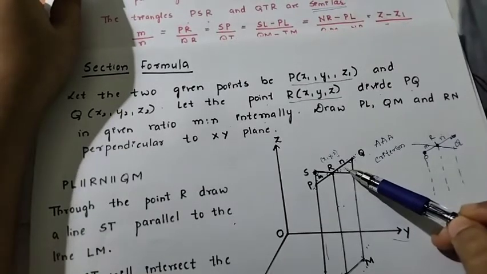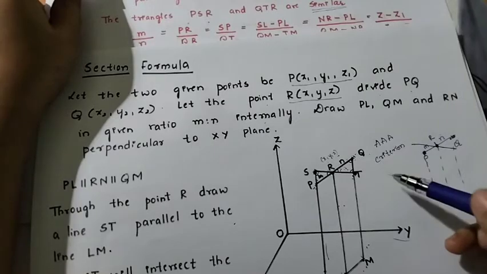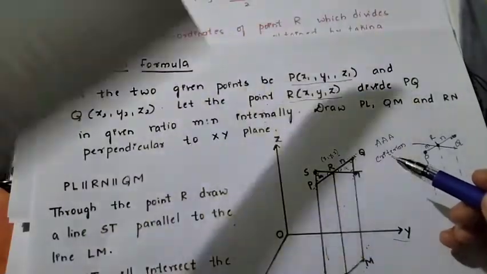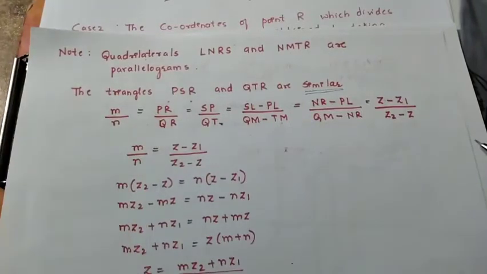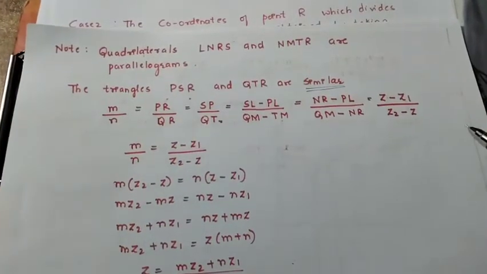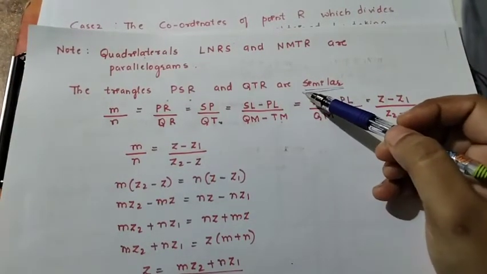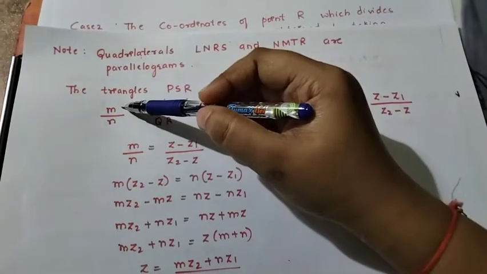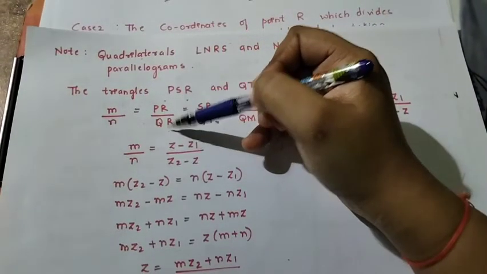If they are similar, then the sides will be in proportion. The similarity theorem concept: if the sides are in proportion, then the triangles are similar, or if triangles are similar, then the sides are in proportion. So here the triangles are similar, so I have to write that sides are in proportion. That is, m by n is equal to PR divided by QR.